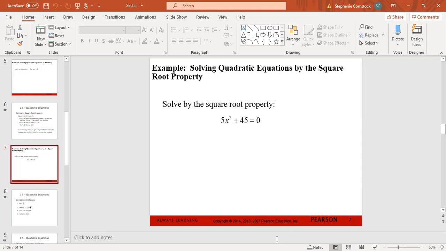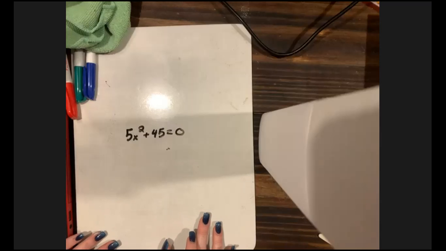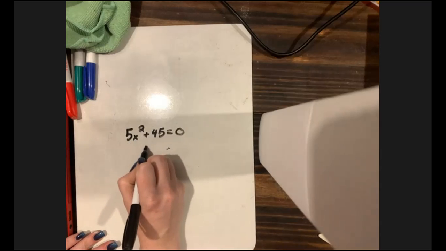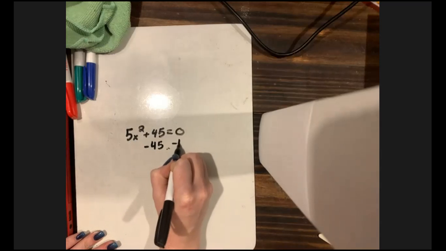So we're going to take a look at this one. We've got 5x squared plus 45 equals 0. So my goal right now is to get this x squared by itself. So I'm going to start by subtracting 45.